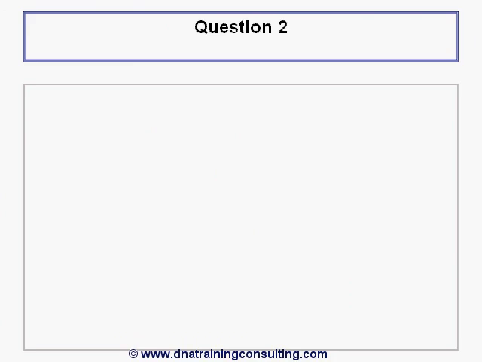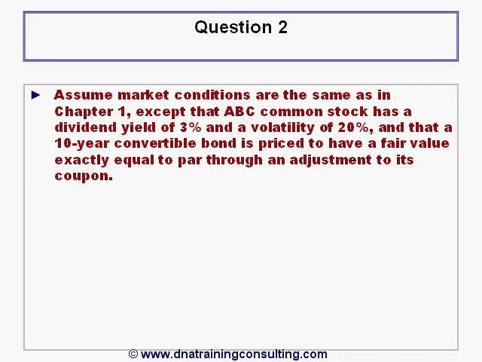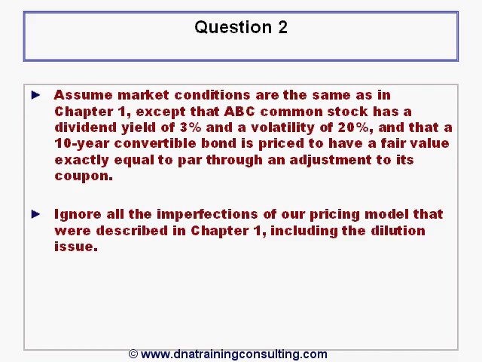Question 2. Assume market conditions and contractual terms are the same as in Chapter 1, except that ABC common stock now has a dividend yield of 3% and a volatility of 20%, and that a 10-year convertible bond is being priced to have a fair value exactly equal to par. Ignore all imperfections of our pricing model that were described in Chapter 1, including the dilution issue.